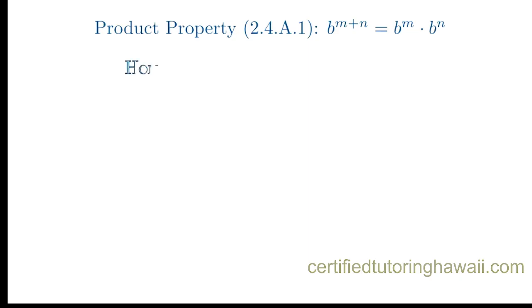Consider the function f of x equals b to the power of x plus k. The k inside the exponent causes a horizontal translation of k units. If k is positive, it's a shift to the left. If k is negative, it's a shift to the right. Now, let's see how we can rewrite this using our product property.